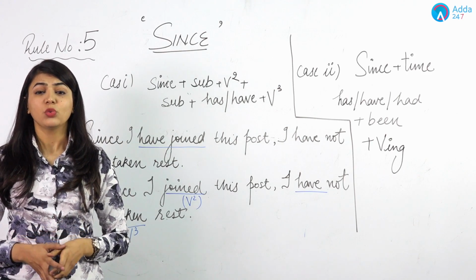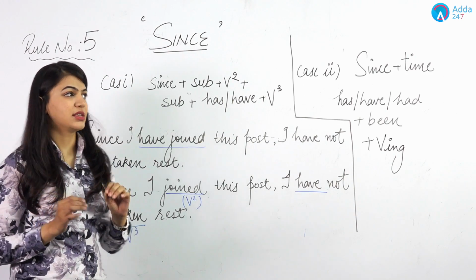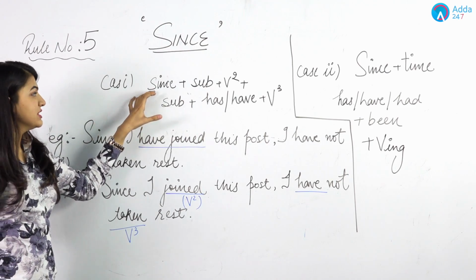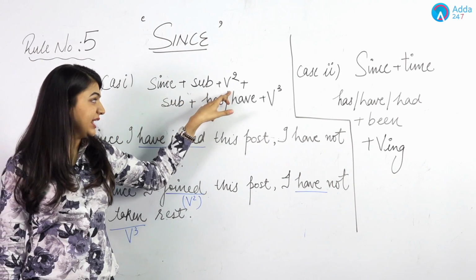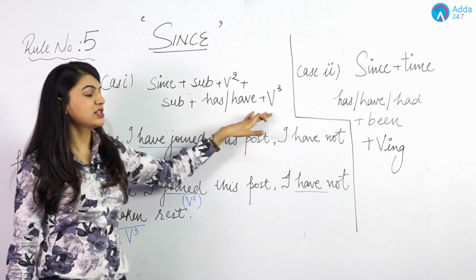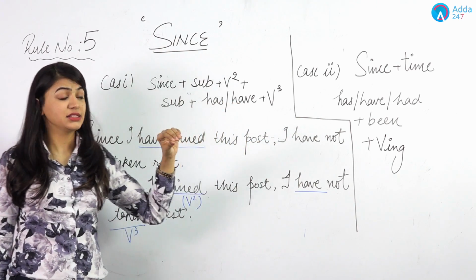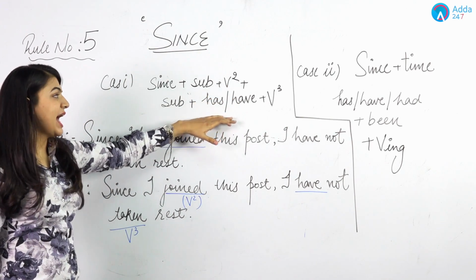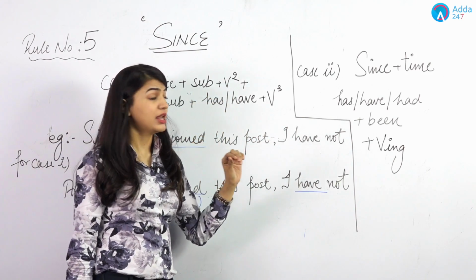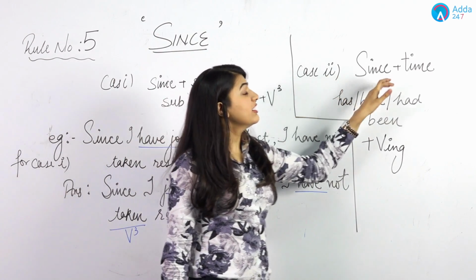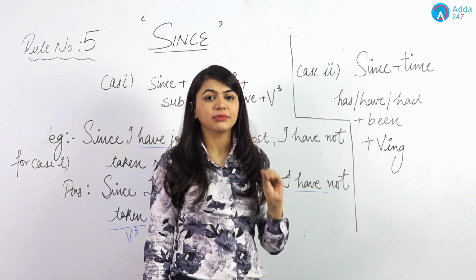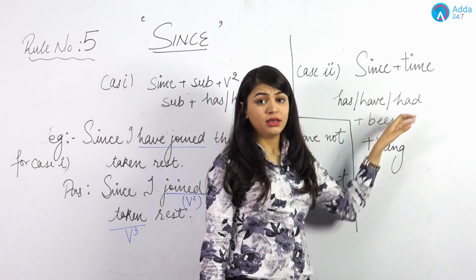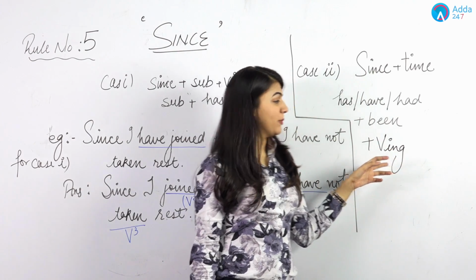Rule number 5, we'll see "since" in two cases. Case number 1 and case number 2. In case number 1, we have since plus subject plus verb second form, then subject plus has, have plus V3. If we have since in the sentence and we have V2, we have to change it to present perfect, has, have plus V3 in case number 1. And in case number 2, if we have since plus any time, any point of time, we have to change it to has, have, had plus been plus verb ing form.